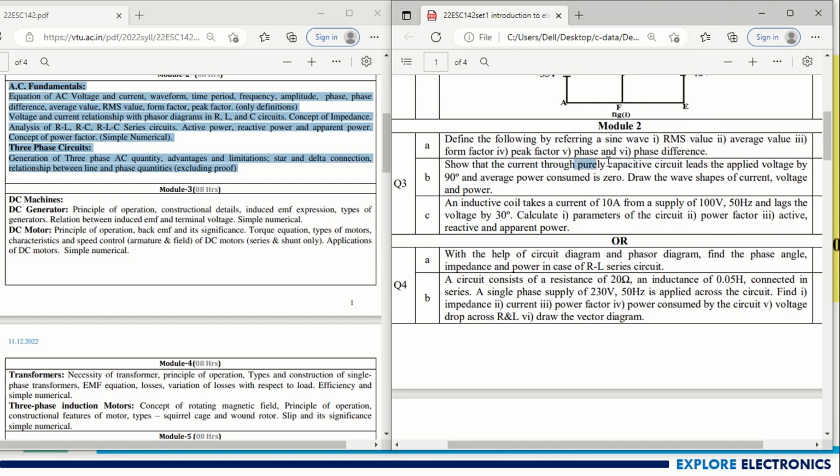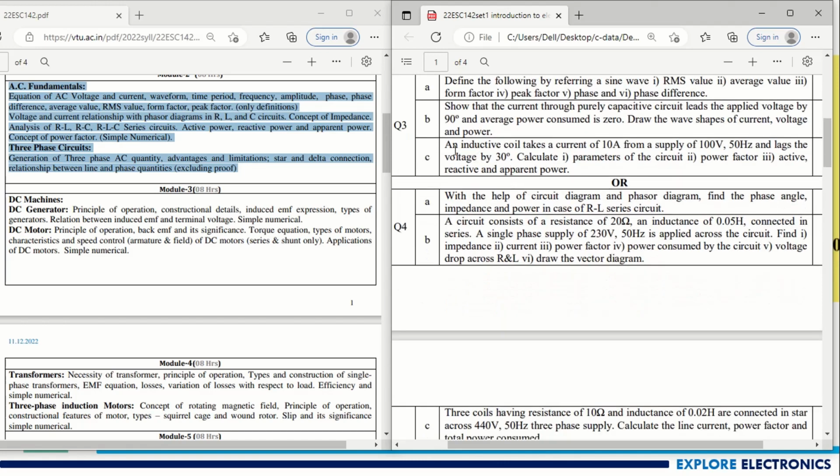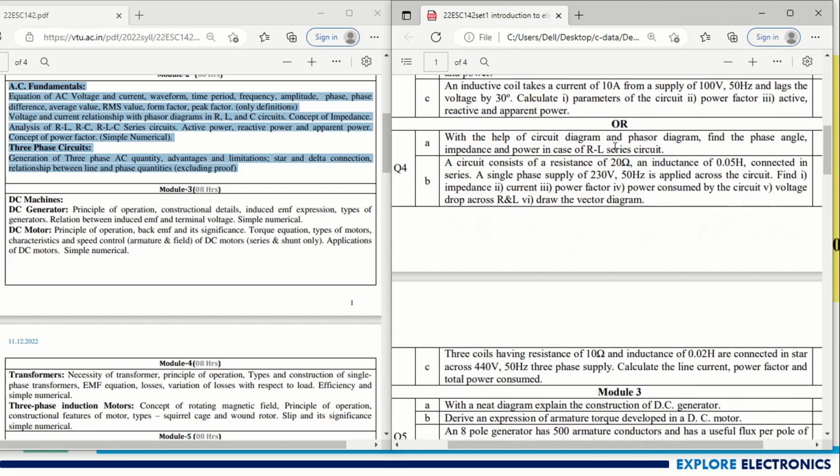Here they have given a purely capacitive circuit, and related to that we need to draw and explain the current and voltage, leading and lagging things. And the third question, 3C, is again a problem on an inductive coil, on an inductor. If you see the choice part in 4A, again you have an RL circuit. You need to write the phase angle, impedance, power, everything related to the RL circuit. Again a problem is there.